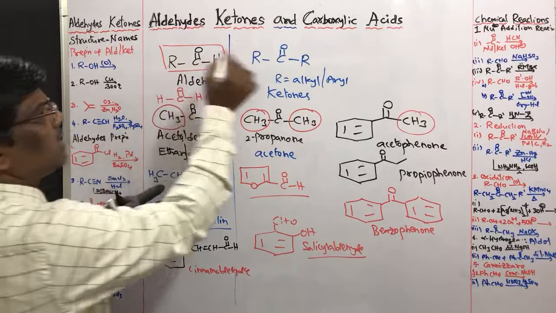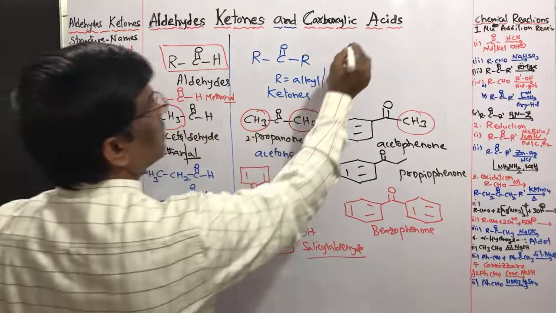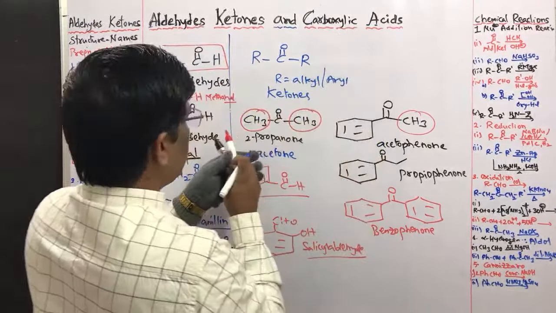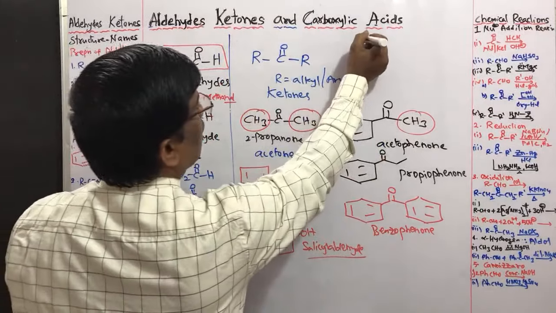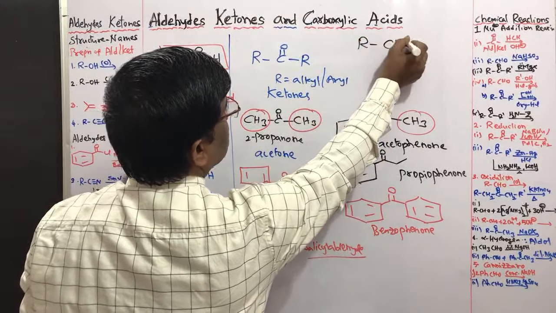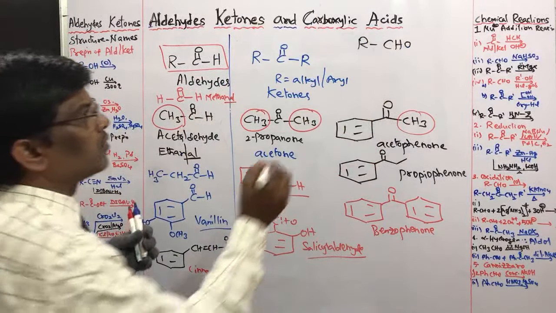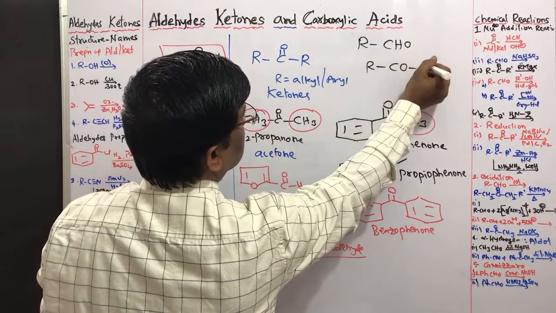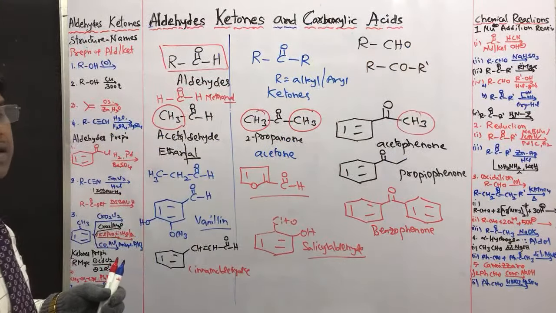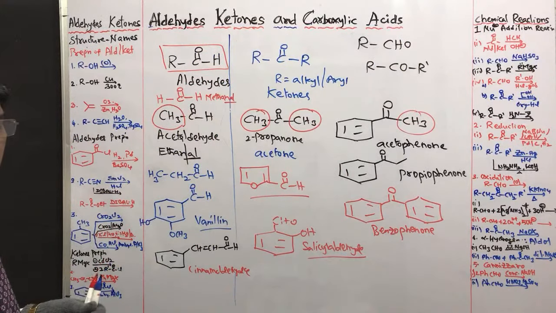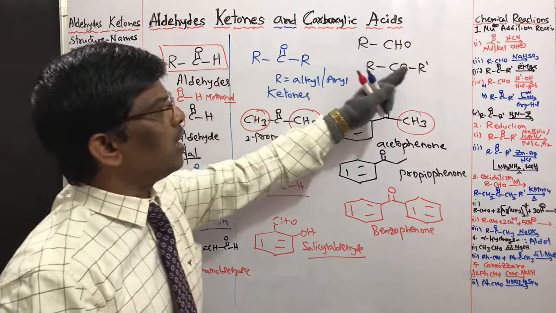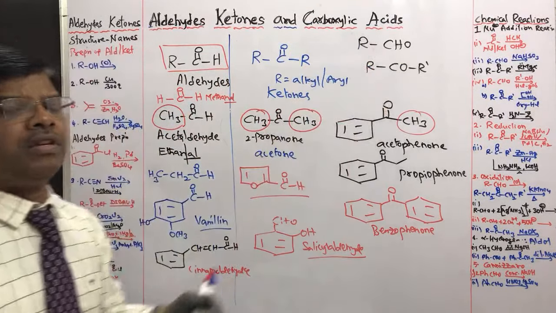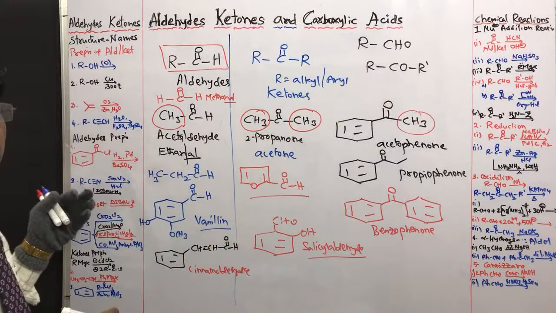Aldehydes are commonly written as RCHO. Ketones, yes, this way you can write. So these are the compounds having carbon attached to alkyl or aryl groups. Let us see their preparation.